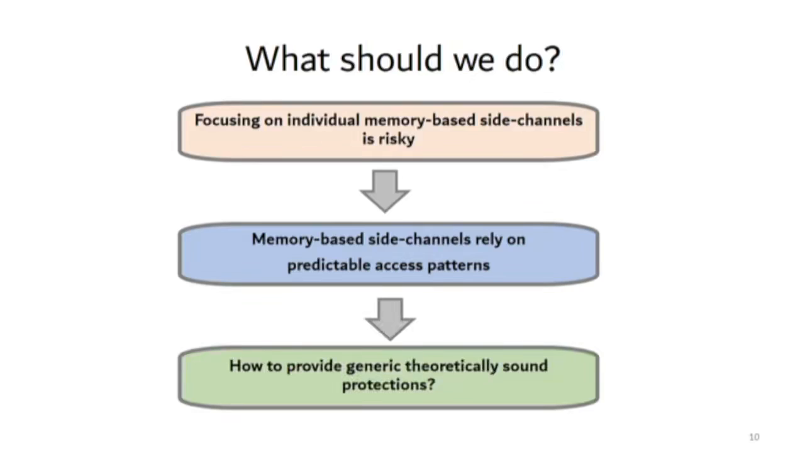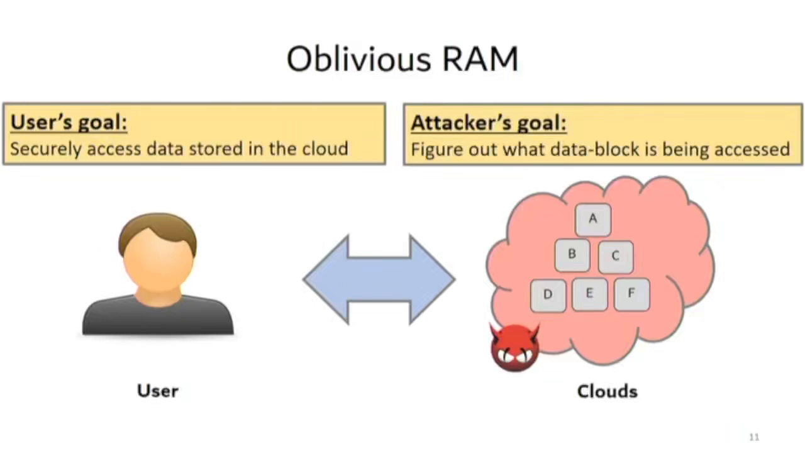Then the question comes: how do you provide generic and theoretically sound protections against predictable access pattern-based attacks? So we move on to a concept known as Oblivious RAM, which is a very famous cryptographic primitive that has been around for almost 20 years now.